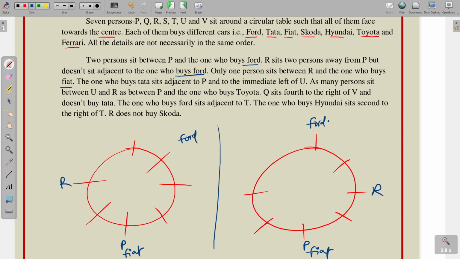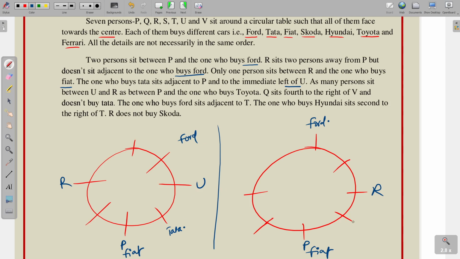Next, the one who buys Tata sits adjacent to P and to the immediate left of U. So the person who buys Tata sits adjacent to P and also immediate left of U. If we place Tata here, U is there. So immediate left of U, that is Tata.